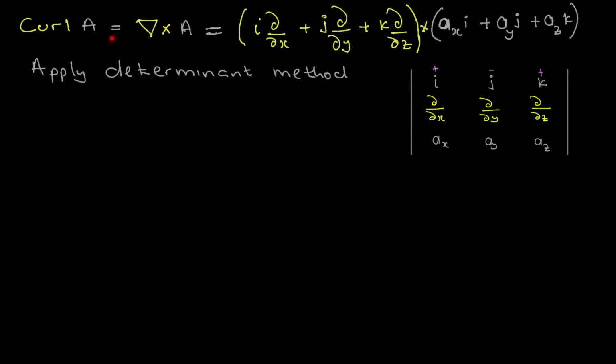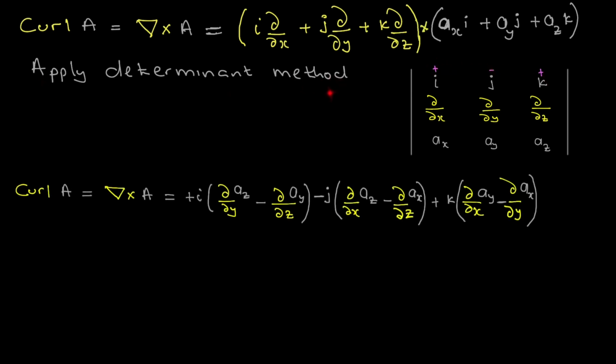Curl A equals del cross A, and this is del crossing A. We need to apply the determinant method. And to apply the determinant method, we put it in a matrix format. I, J, K, these are the I, J, K, and then the del and the vector. This is the modular sign. This one means positive, this is negative, and that's positive.